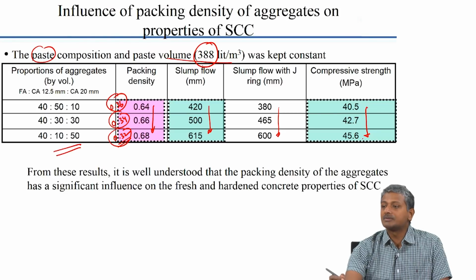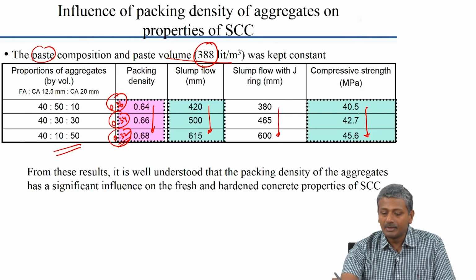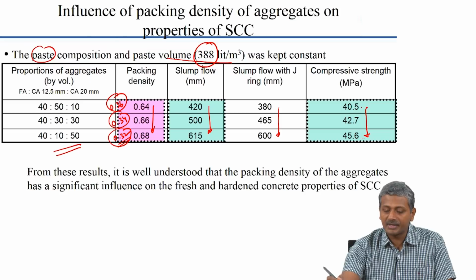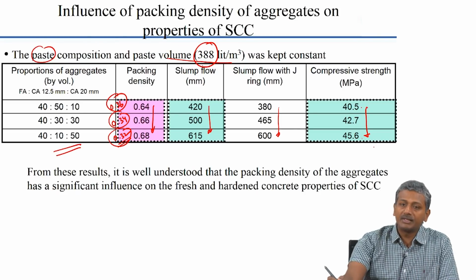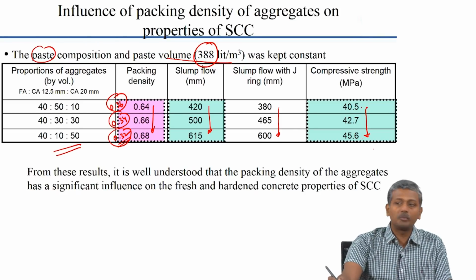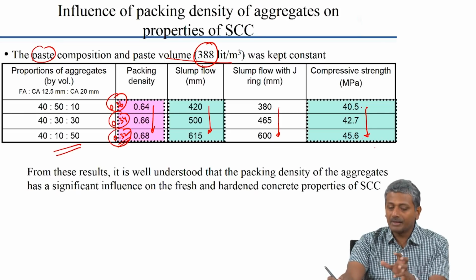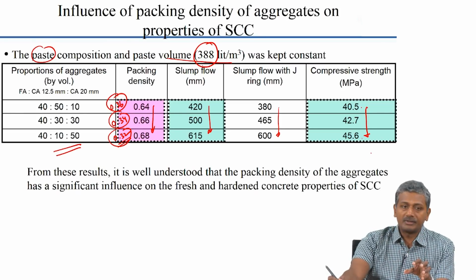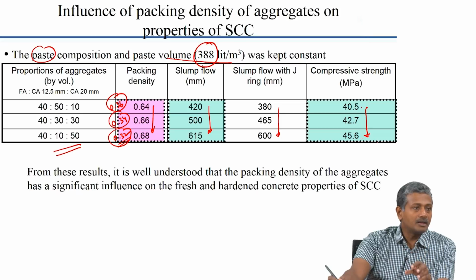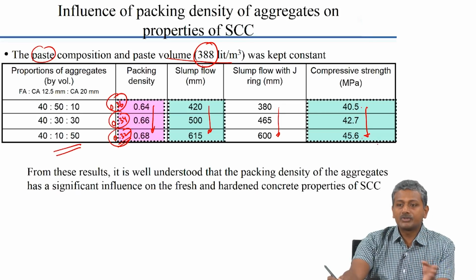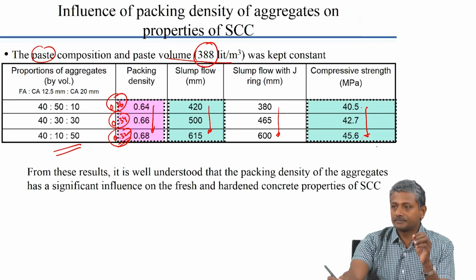Although the increase is not substantial, but still there is an increase at least between 0.64 and 0.68, you are increasing your strength by more than 10%. So, you can still call it to be quite significant. So, again what we could clearly demonstrate with this was that the strength as well as the flowability was increasing as a function of the packing density.